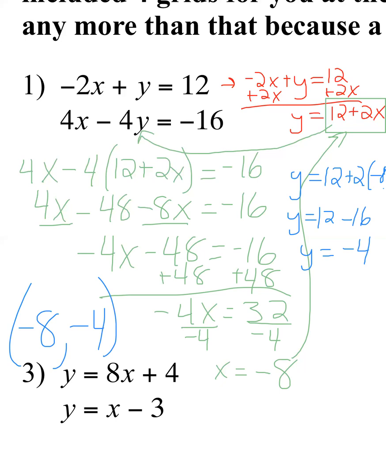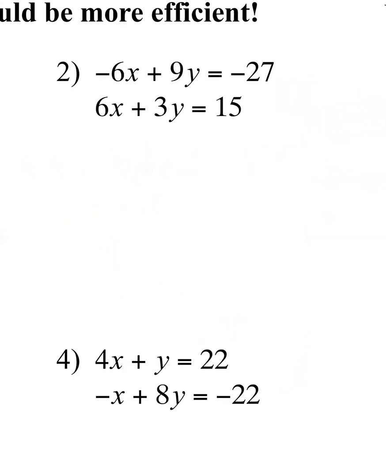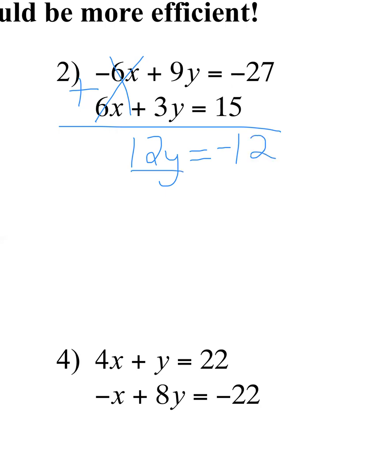So now the next one, we're going to slide over, and we said this one for sure we would do elimination because I already have that pair of opposites with the x's. They're already set to go. 9y plus 3y is 12y. Negative 27 and 15 is going to leave me at a negative 12. Divide both sides by 12. I get negative 1.